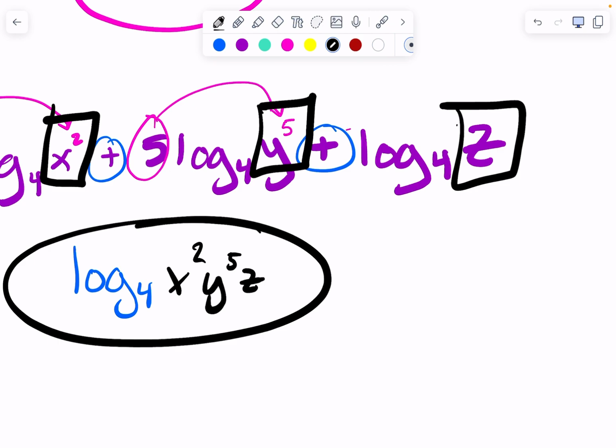Any numbers that are in front go to the back, and then you shove them all together, either plus or multiply or divide. Okay, next.